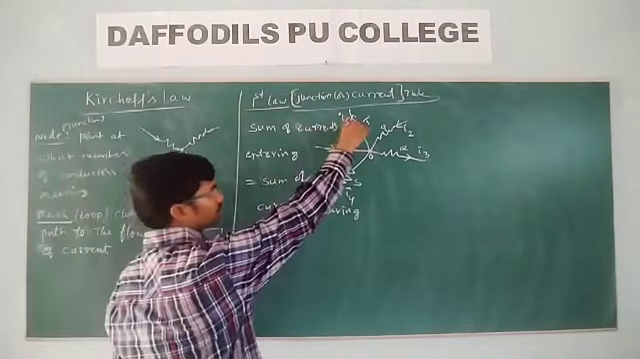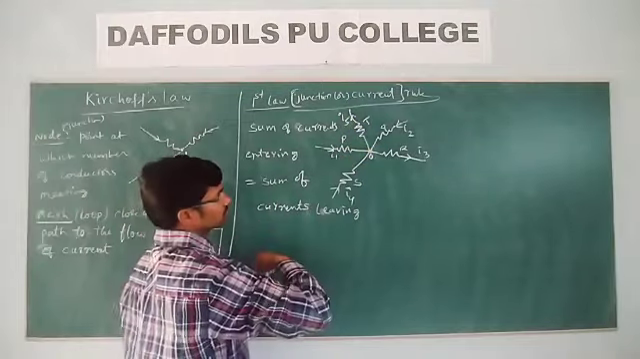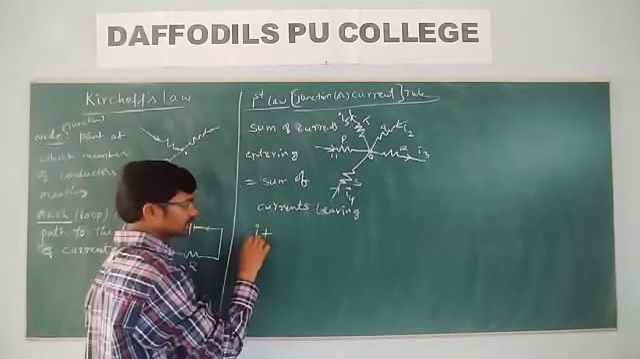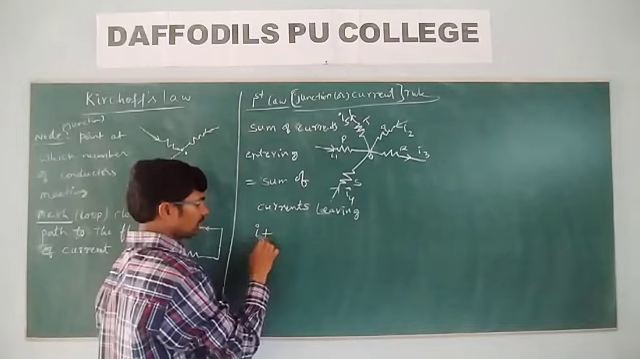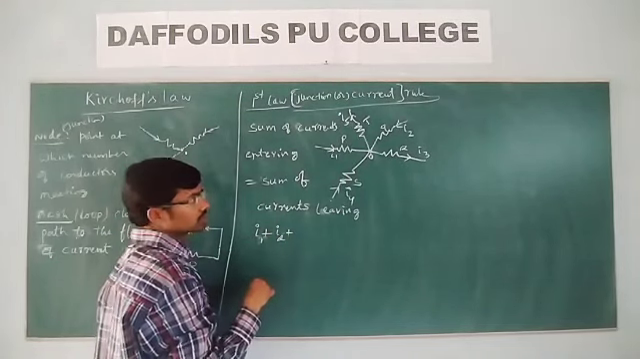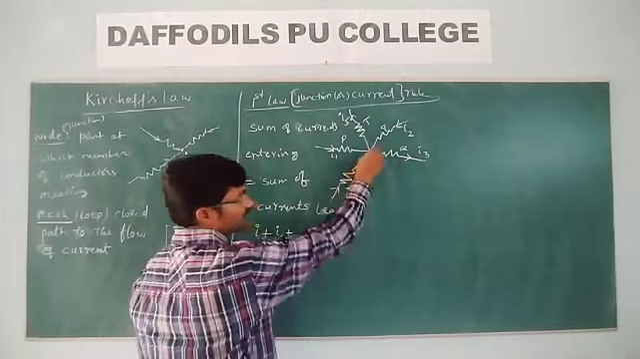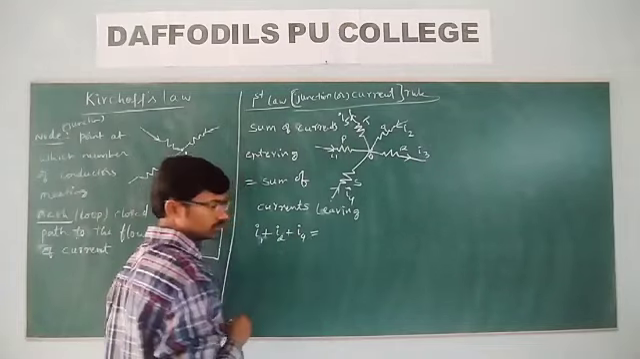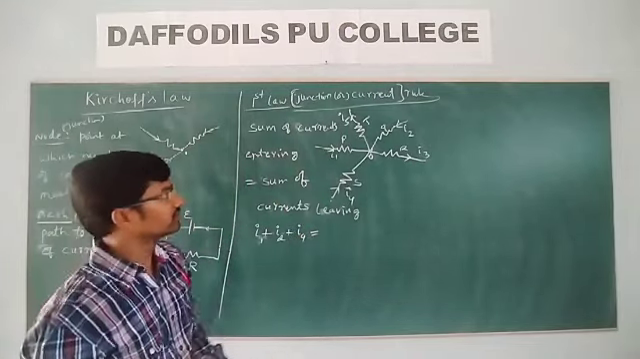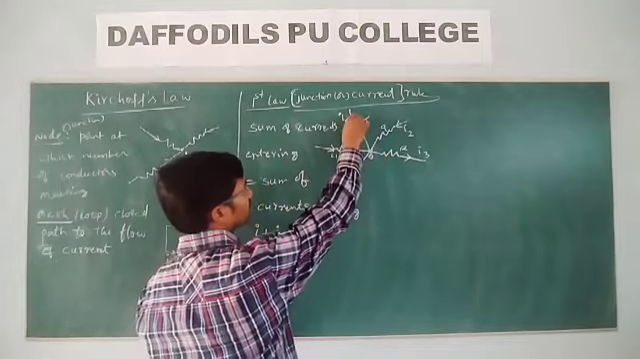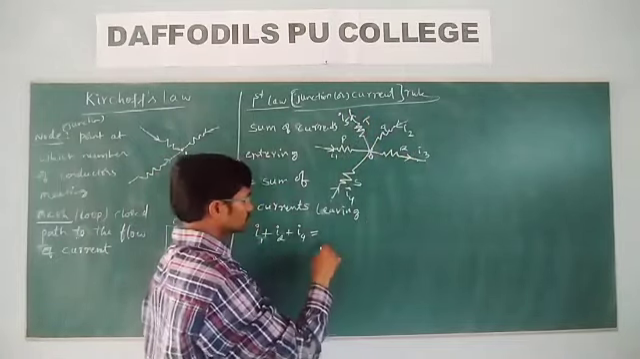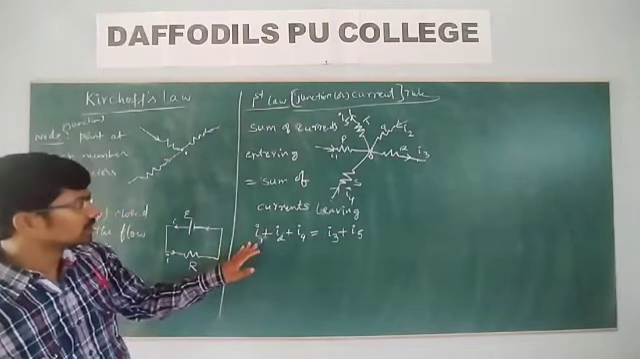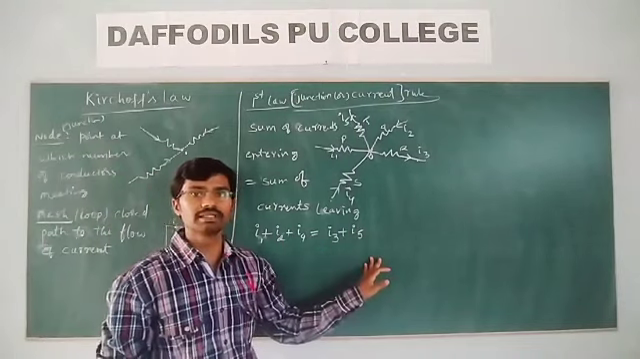Now tell me, which currents are entering? I1, I2 and I4 are entering. So the sum of the currents entering is I1 plus I2 plus I4, and that is equal to the sum of the currents leaving. I5 and I3 are leaving, so I3 plus I5. Therefore, the sum of the currents entering is equal to the sum of the currents leaving.